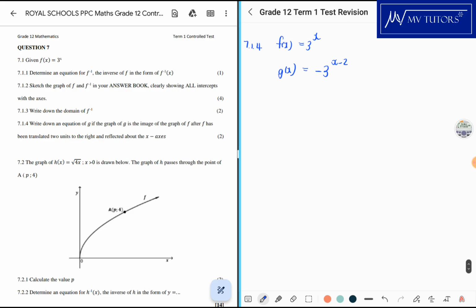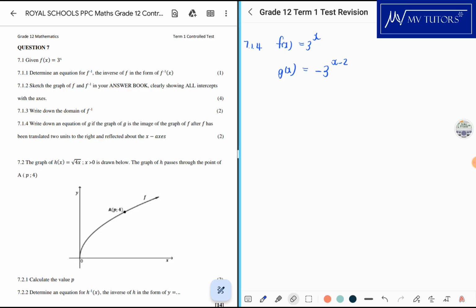Now, if you want to simplify this further, you can do that, if you really want to. What do I mean? Well, we have negative 3 to the power x minus 2. This is the same as negative 3 to the power x times negative 3 to the power minus 2. But I wouldn't complicate my life like that, so let's just leave it as it is. And we have the negative 3 to the power x minus 2.